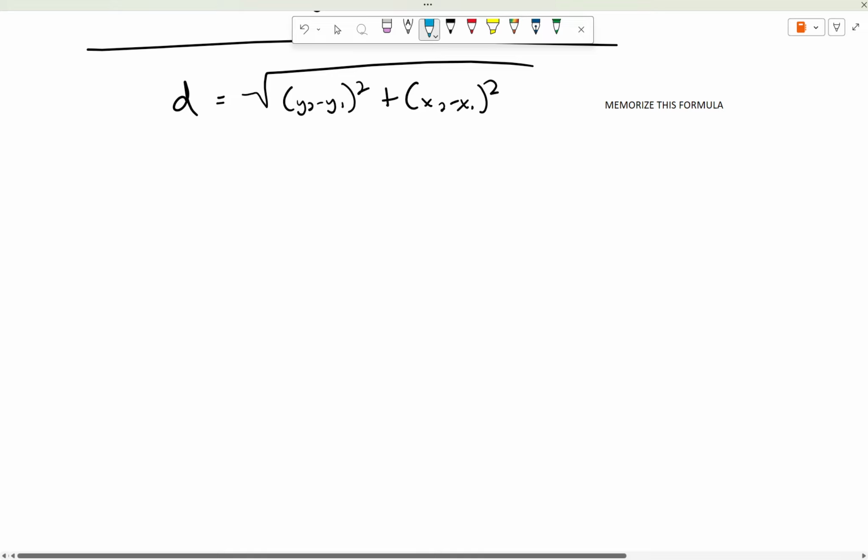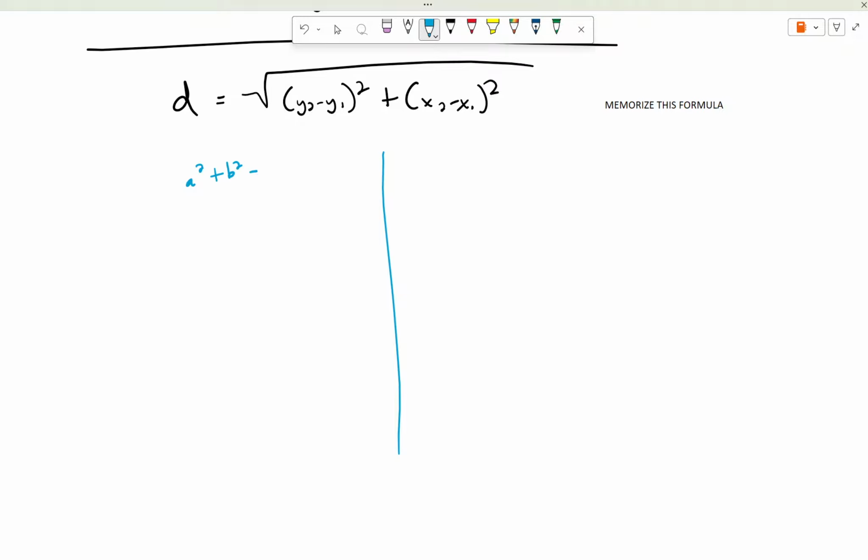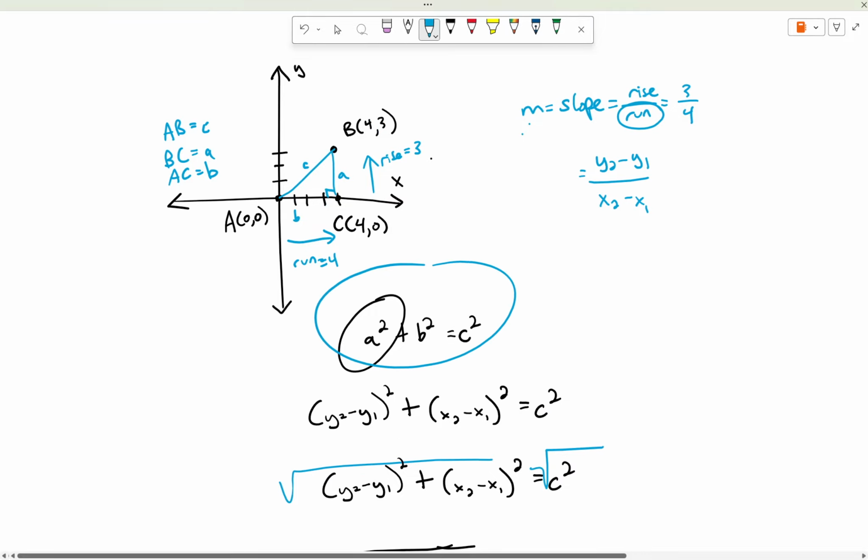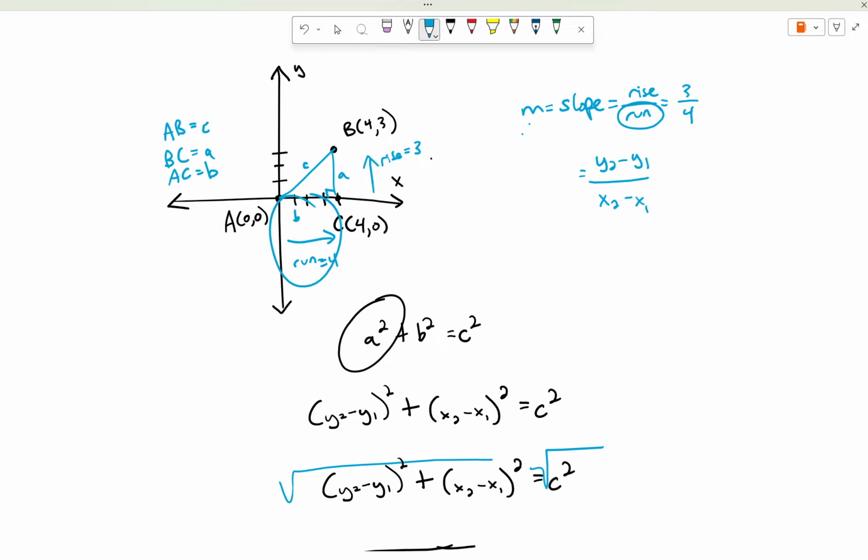Now, I want you guys to think about this. You guys know the Pythagorean theorem, which was a squared plus b squared was equal to c squared. I just want to verify and show you guys something. Well, let's go back here. My a, b, and c that I had, my Pythagorean theorem: my a over here was 3, and my b over here is 4.